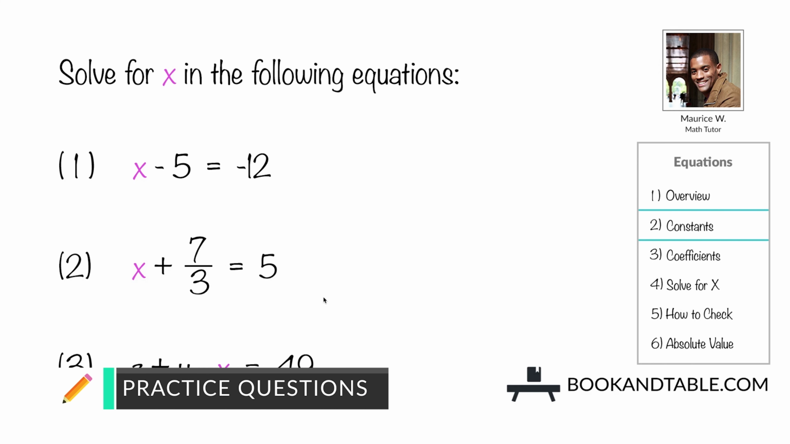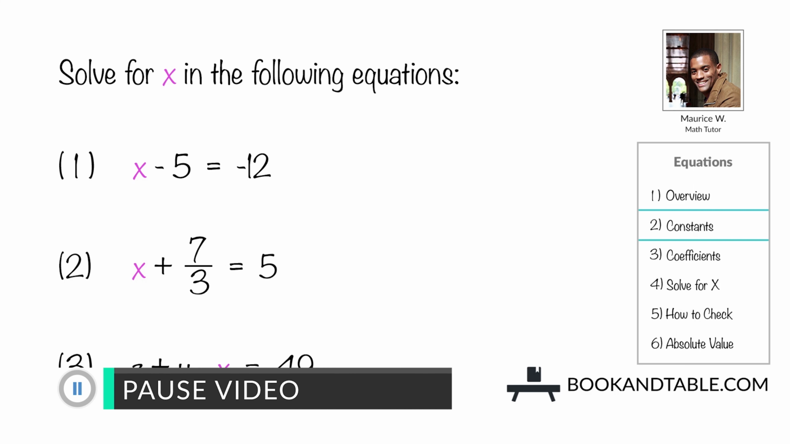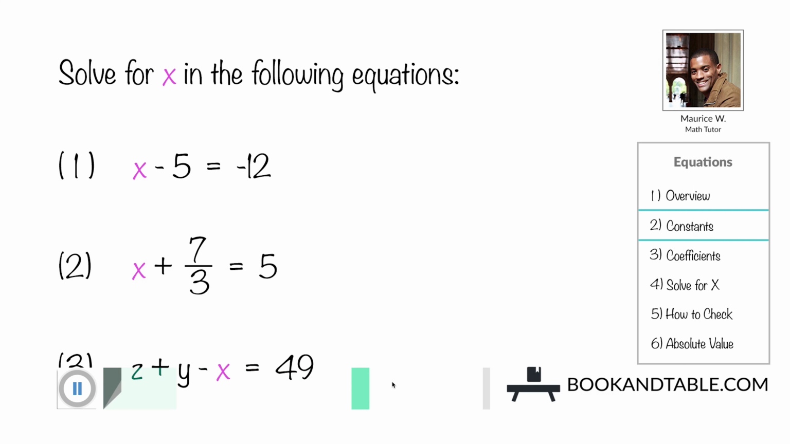Let's have you try a few practice questions on your own. Solve for x in the following equations. Question number 1, x minus 5 is equal to negative 12. Question number 2, x plus 7/3 is equal to 5. And question number 3, z plus y minus x is equal to 49. Pause the video, solve these questions, and then press play when you are ready.